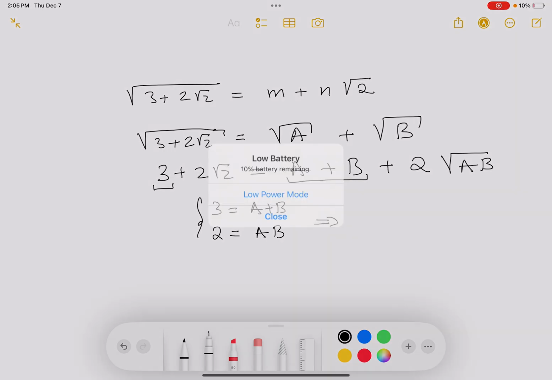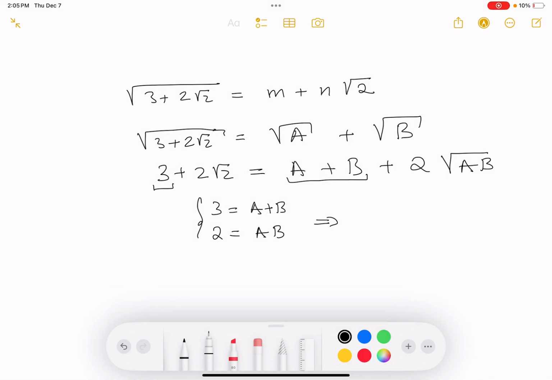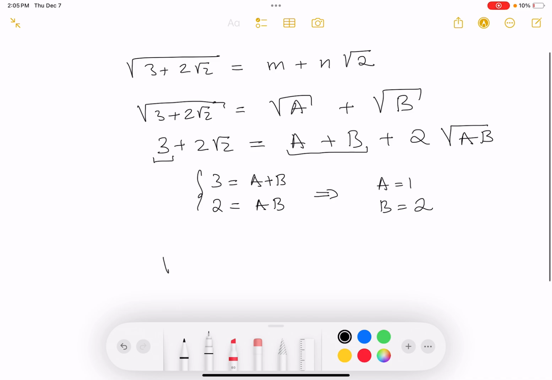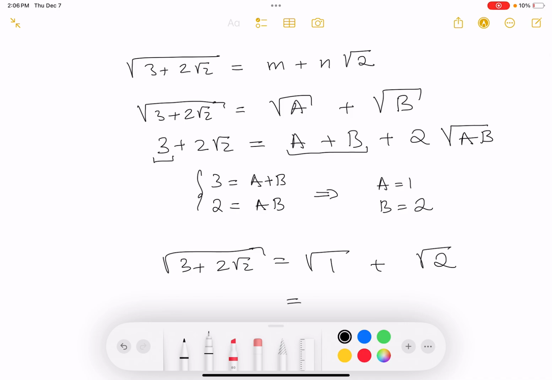So I'm going to say a looks like it's 1, and b looks like it's 2. And why is that? 1 plus 2 is 3, and 1 times 2 is 2. So I think I know what this is. So the square root of 3 plus 2 root 2 is the same thing as the root of 1 plus the root of 2. That's kind of remarkable. All right, so what does that mean? It means it's equal to 1 plus root 2.